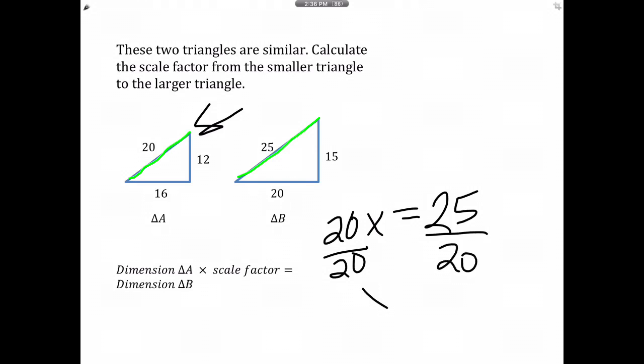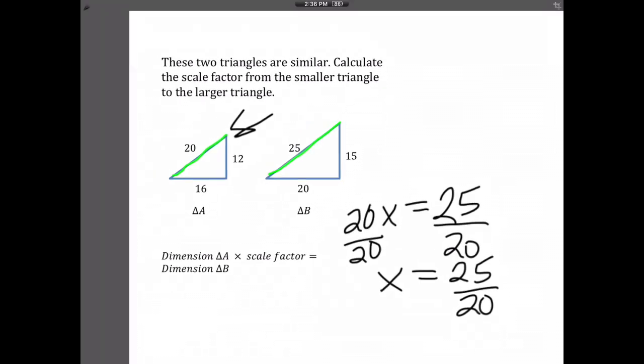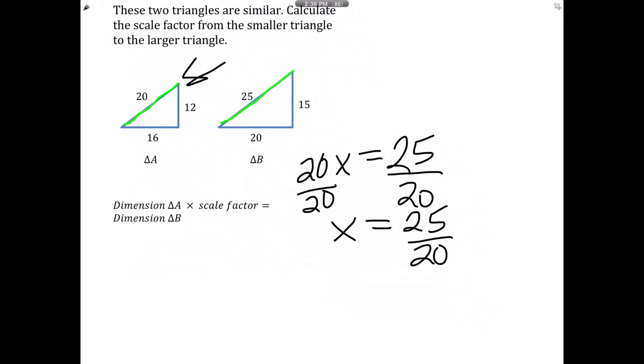And we end up with x equals 25 over 20. We'll go ahead and simplify that into a decimal, which ends up being that the scale factor is 1 and 25 hundredths, or 1 and 1/4 times bigger. So that would be how to find the scale factor.